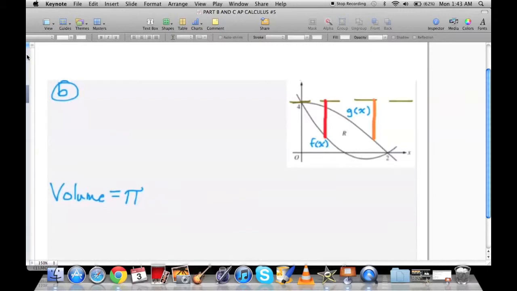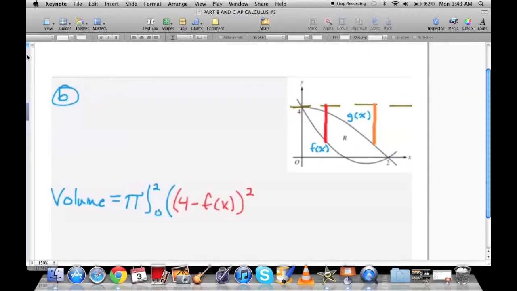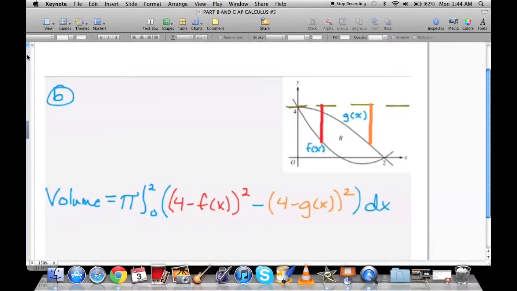To find the volume, we use the volume formula, which is pi integral from 0 to 2. The big radius is found by subtracting the axis and f of x, then squaring it. The smaller radius is similar, which is subtracting 4 minus g of x squared dx. And we don't have to evaluate, so we're done.